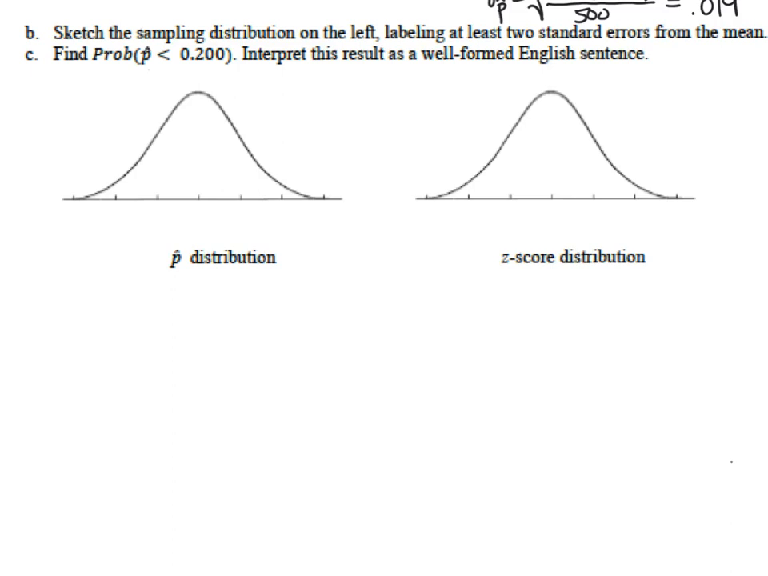All right. B, sketch the sampling distribution on the left, labeling at least 2 standard errors from the mean. Okay, remember, in order for us to assume that it is safe to use a normal distribution, we have to check our conditions. So let's go ahead and do that. First, I'm going to do it down here. Check conditions. Number 1, is the sample obtained random? It is stated as random right here. We expect him to have a given season as a random sample. So that is stated.